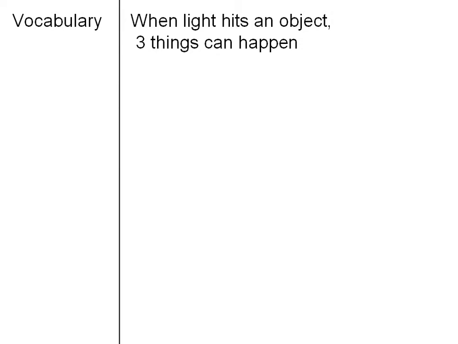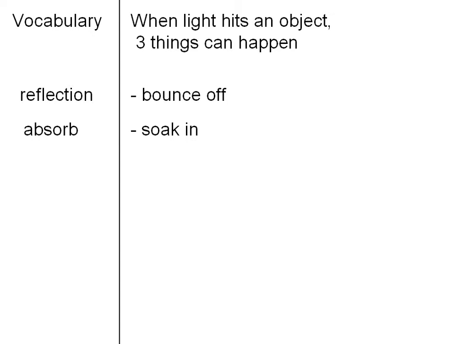Refraction notes. Start off with some vocabulary. When light hits a medium, there's one of three things that can happen to it. It can reflect, bouncing off the surface, such as on a mirror. It can absorb or soak into the surface. Or it can transmit and go through. Pause and copy.